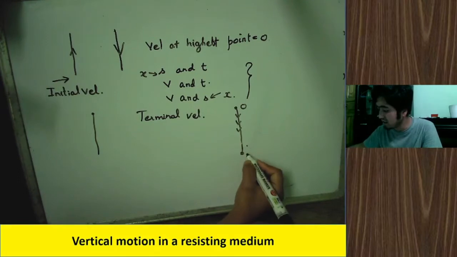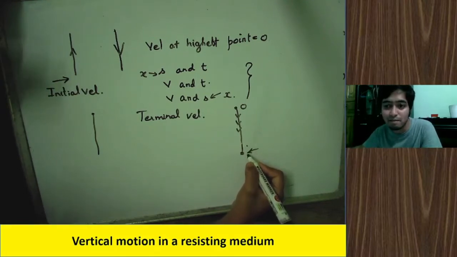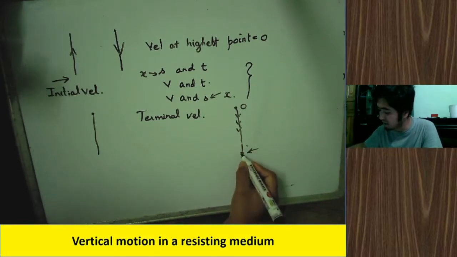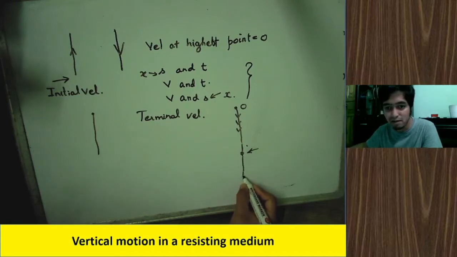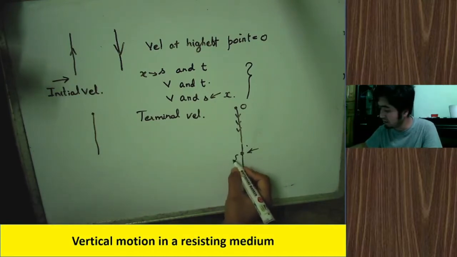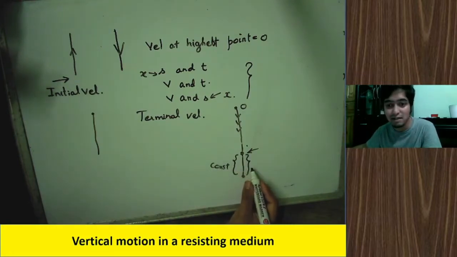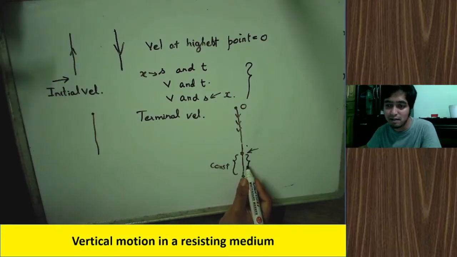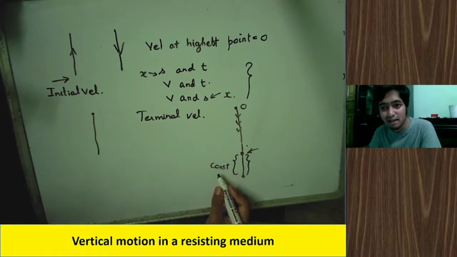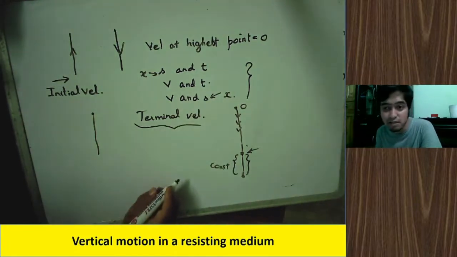This is the maximum velocity that the particle can reach. After this point, even if it travels downwards, the velocity will remain constant. So the velocity in this case is the terminal velocity. Because the velocity is constant, the acceleration will be zero. So you can define terminal velocity as the velocity when the acceleration is zero.